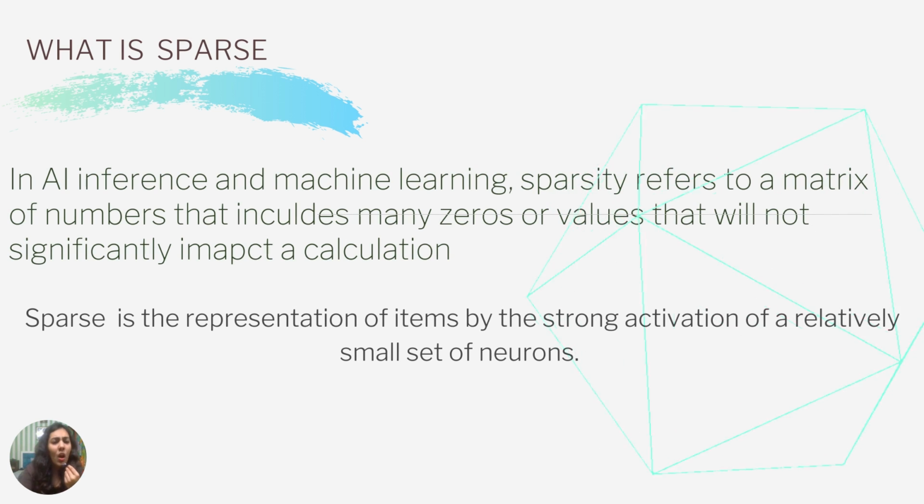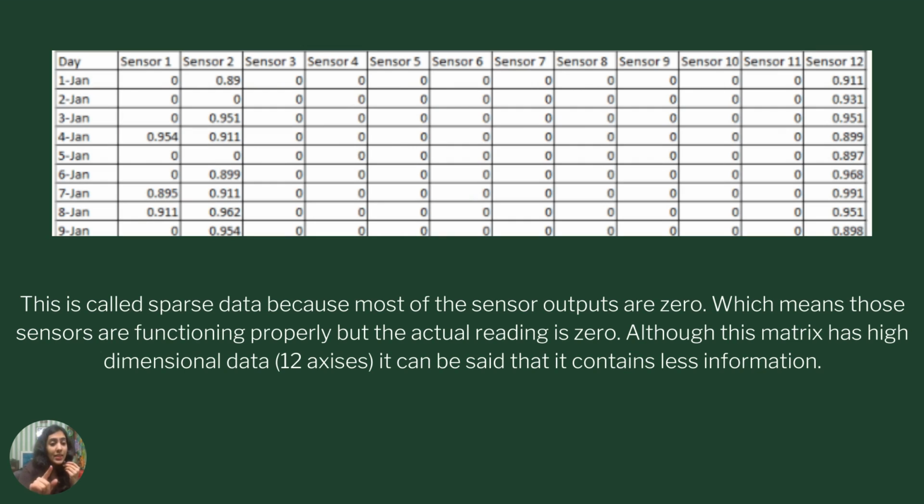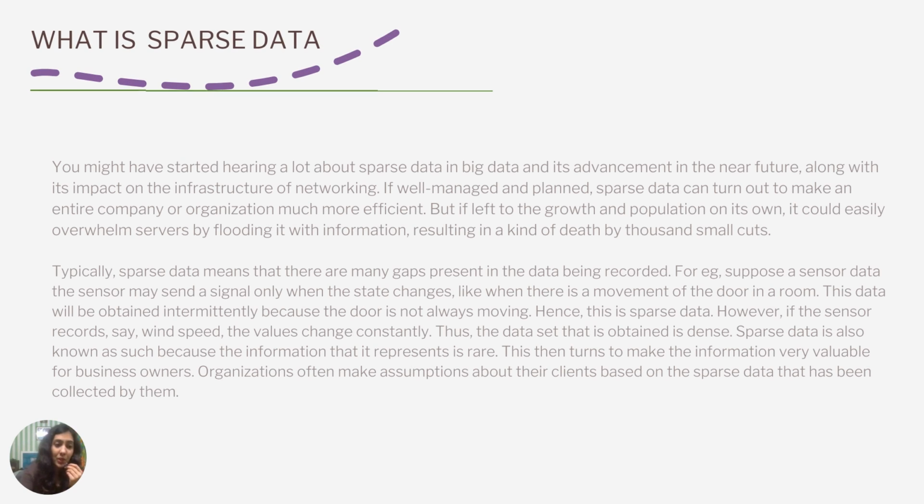What is sparse? In AI inference and machine learning, sparsity refers to a matrix of numbers that includes many zeros or values that will not significantly impact a calculation. Sparse is the representation of items by the strong activation of a relatively small set of neurons. This is called sparse data because most of the sensor outputs are zero, which means those sensors are functioning properly, but the actual reading is zero. Although this matrix has high dimension data, it can be said that it contains less information.